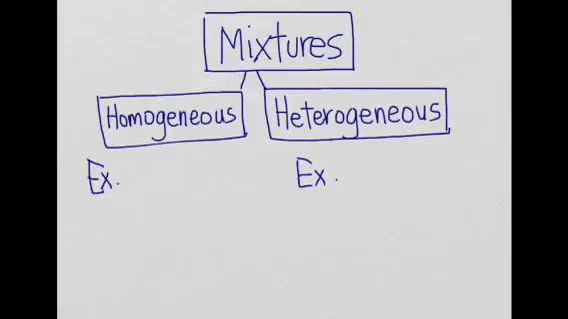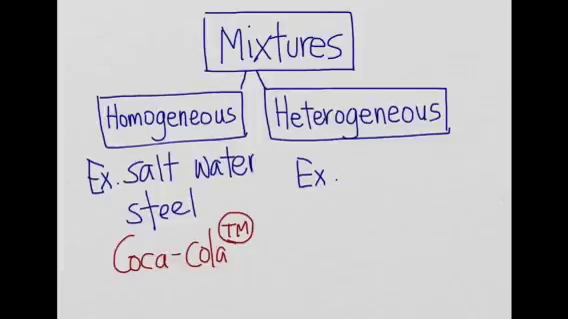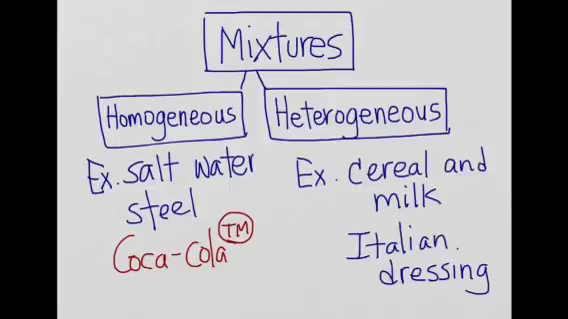So here we have two branches that we can add on to mixtures in our matter tree, and let's reproduce the examples underneath of each one. Homogeneous mixture examples were salt water in the oceans, steel, and Coca-Cola. Heterogeneous mixtures were cereal and milk and Italian dressing.